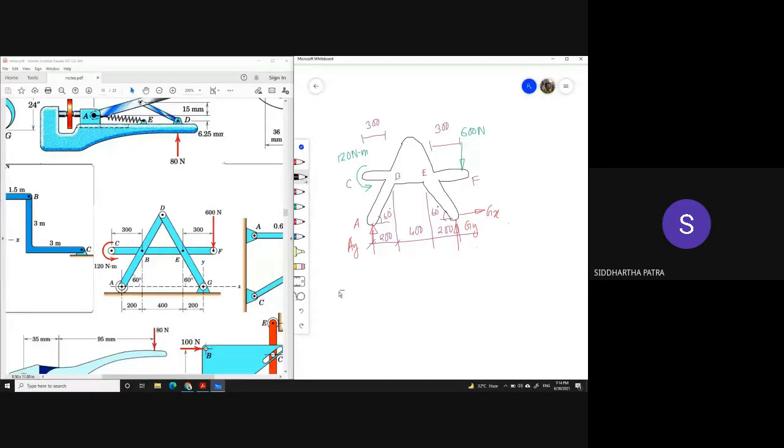Sir, I have one doubt. There are B, E, and D points, and there should be some force also. At point B and E, reaction forces. Yes, sir, they are pin joints. So there should be some reaction forces.